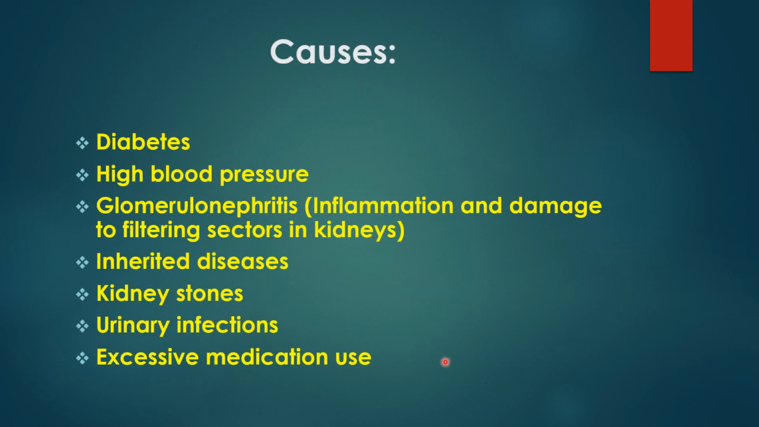So now that we've taken note of the potential symptoms for kidney disease, we can also take note of the potential causes associated with those symptoms. And those stem as such: diabetes, high blood pressure, glomerulonephritis, inherited diseases through family members, kidney stones, urinary infections, excessive medication use.